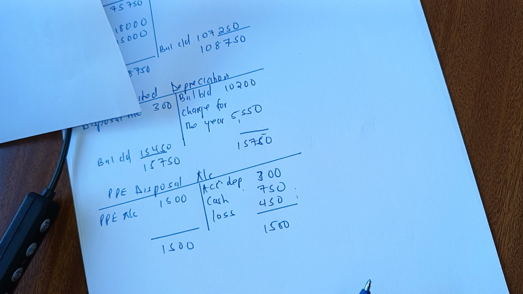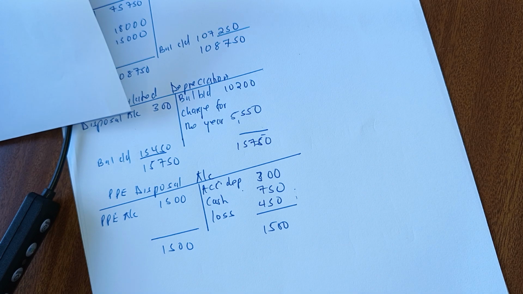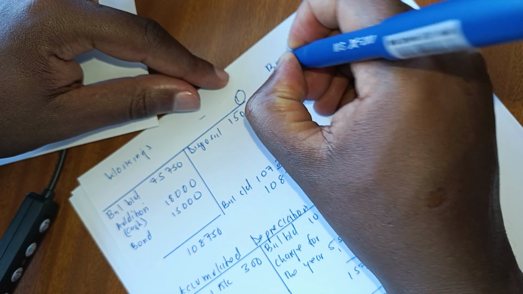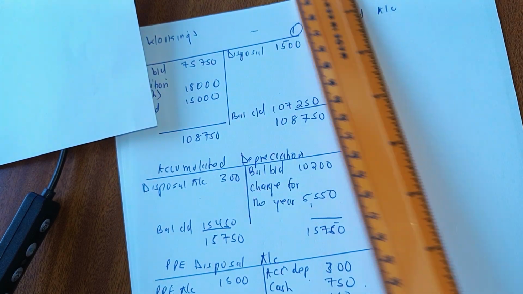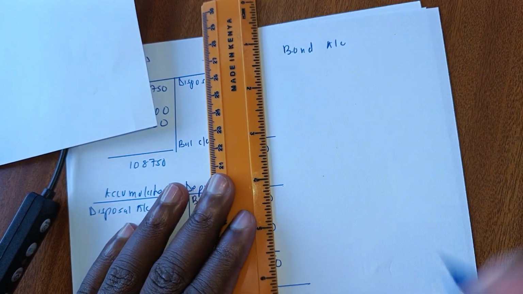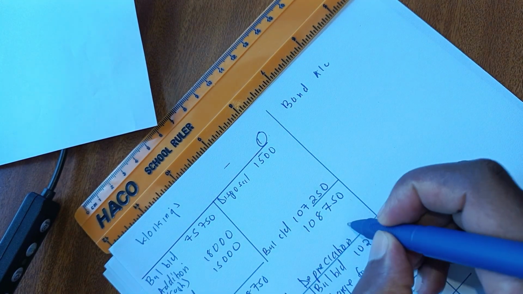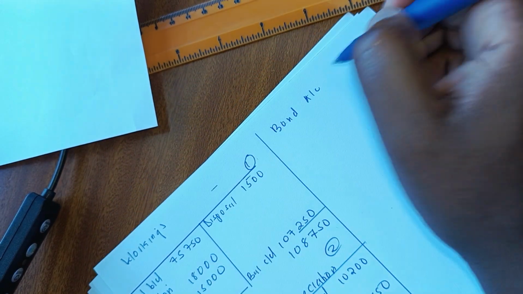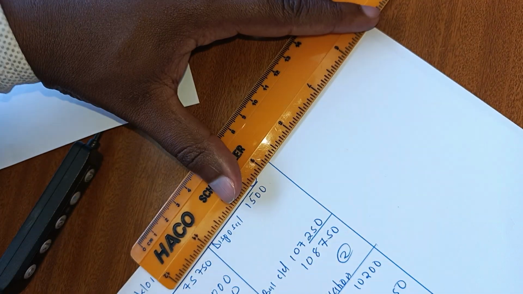Now, there's another thing that is associated with the PP&E, which was bond. So let's run the bond account. Let me demarcate here. This is going to be our working 2, then this is our working 3, and this can be our working 4. Bond account.